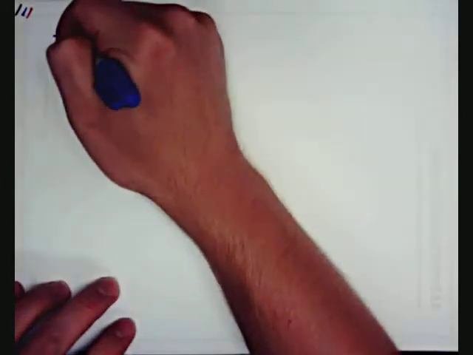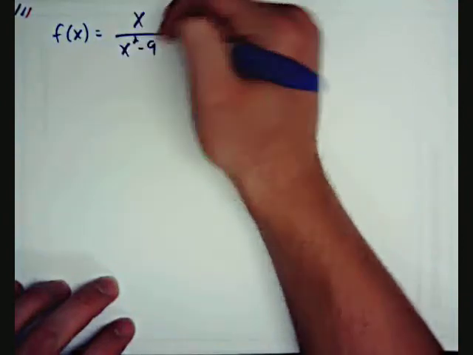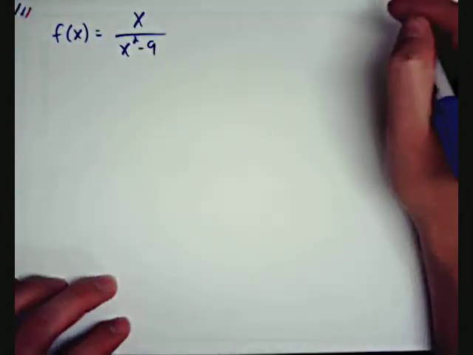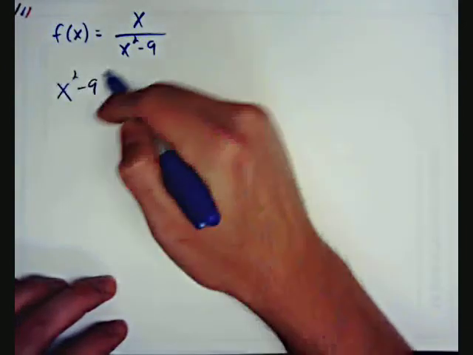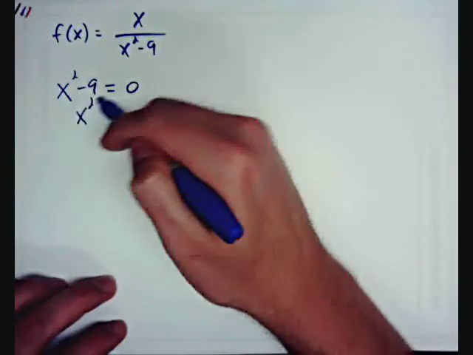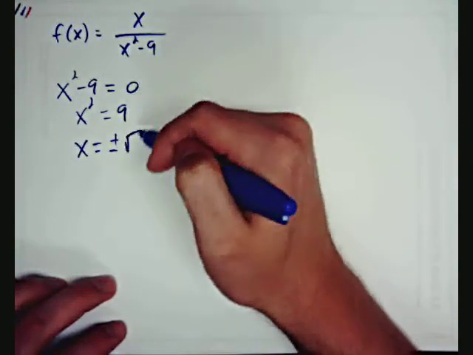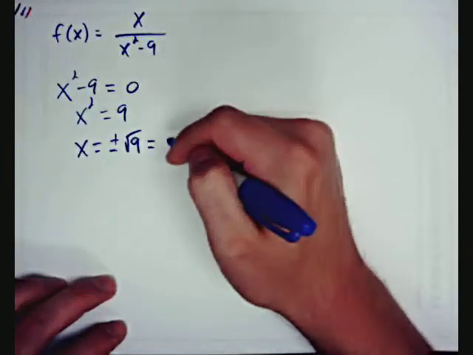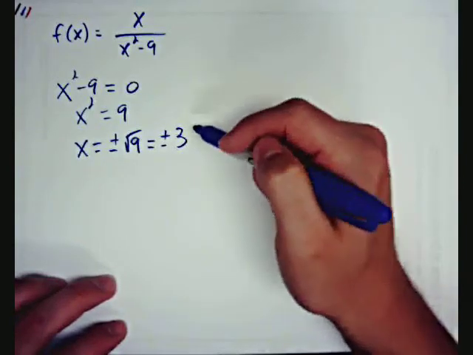So example 1, find the domain of each function. A, we have f of x equals x over x squared minus 9. So same thing that we did before. We want to find all of the x values that make the denominator 0 and exclude those from all real numbers. You can either factor this or solve by adding 9 to both sides, and then the square root property would say x equals plus and minus the square root of 9, which is plus and minus 3. So x can be anything except 3 and negative 3.